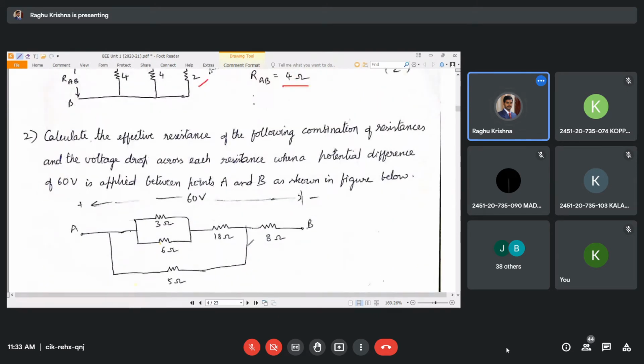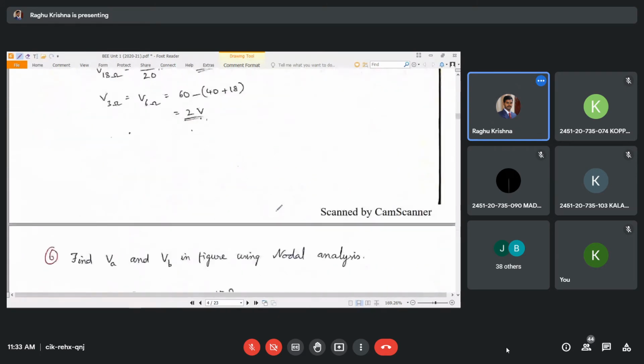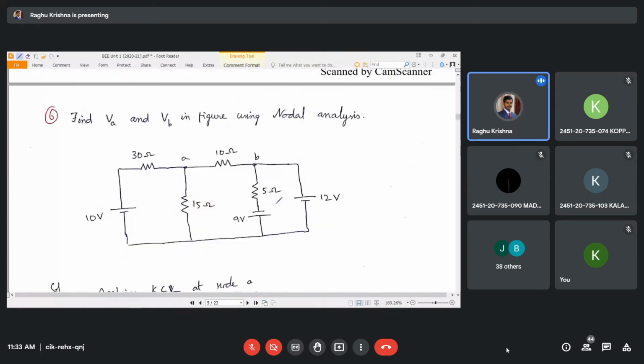So here, similarly, you can go through this one. So let me do a problem based on this one. You are going to get one problem based on nodal or mesh analysis. This is a very simple problem, so all of you concentrate and listen.